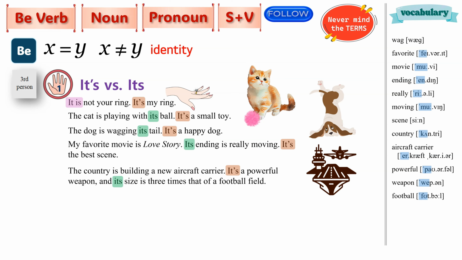It is not your ring. It's my ring. The cat is playing with its ball. It's a small toy. The dog is wagging its tail. It's a happy dog. My favorite movie is Love Story. Its ending is really moving. It's the best scene. The country is building a new aircraft carrier. It's a powerful weapon, and its size is 3 times that of a football field.